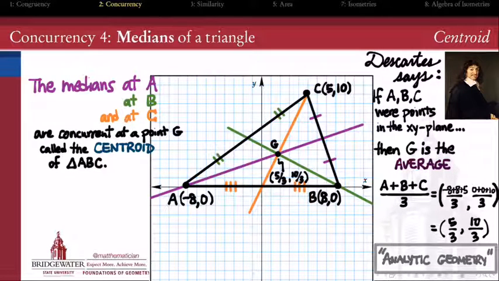It's not the technique we'll typically use in our course, but I thought it was a neat result, as long as we're talking about the centroid of a triangle, to just see that really in analytic geometry we can discover it as just the average of the three vertices.